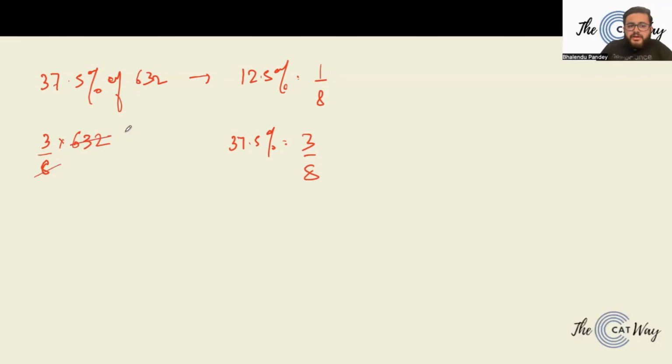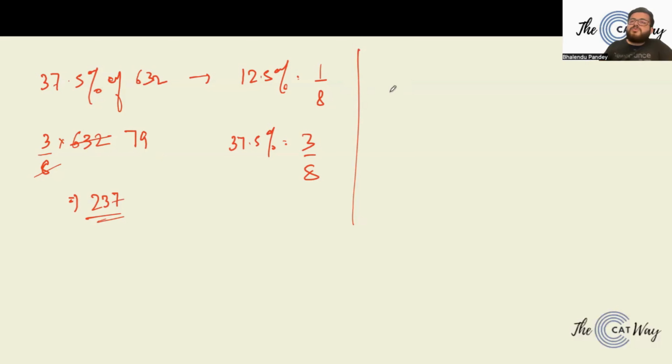Let's calculate. So 8 goes 7 times. You are left with a 7. 72 goes 9 times. Right? 79 into 3. 80 into 3 is 240, and 1 less, 3 times less. So this becomes equal to 237. Correct? Similarly, let's say there is one more question.